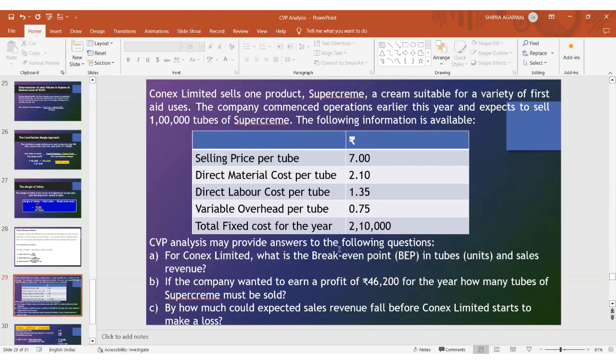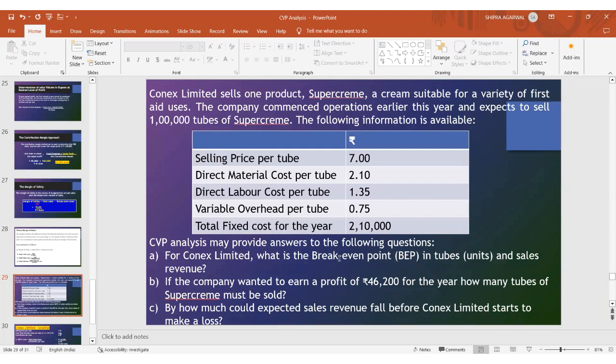CVP analysis may provide answers to the following questions. For Connex Limited, what is the break-even point in tubes, units, and sales revenue? Then, if the company wanted to earn a profit of 46,200 for the year, how many tubes of Super Cream must be sold? Thirdly, by how much could expected sales revenue fall before Connex Limited starts to make a loss?